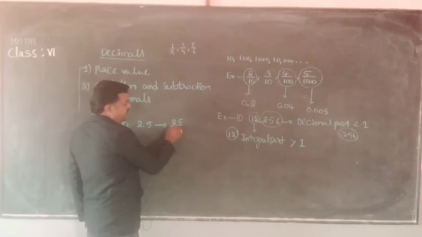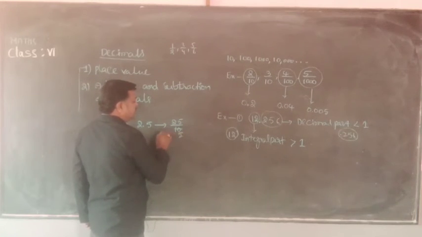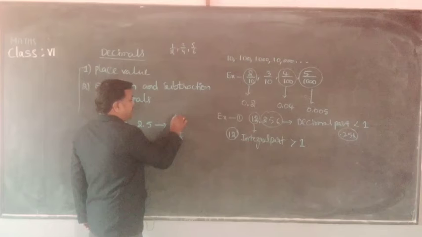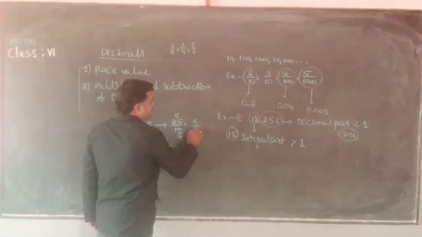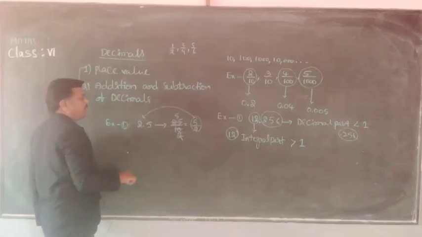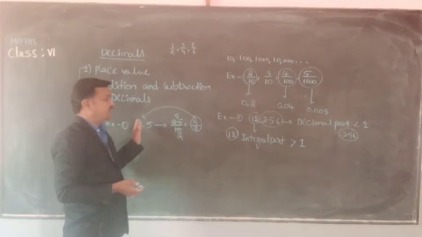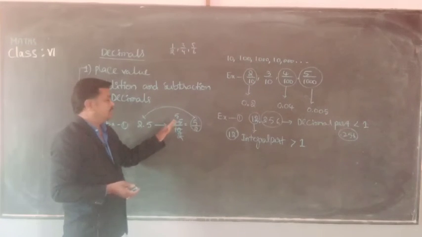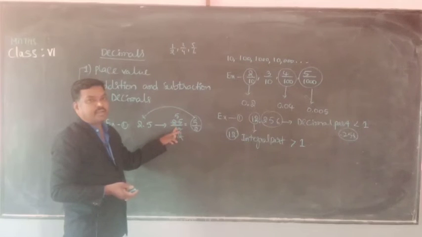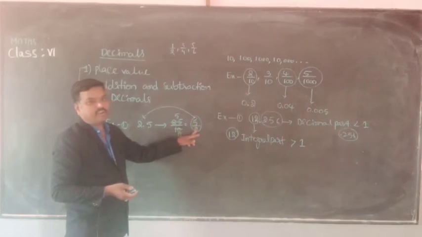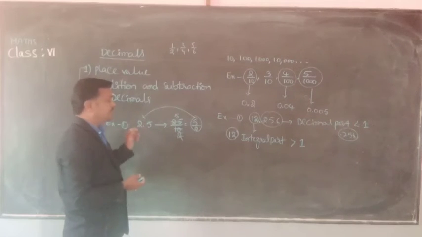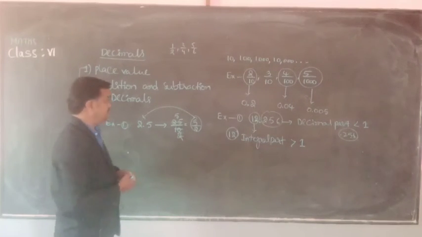This 25 by 10 we can cancel with the table of 5. 5 twos are 10, 5 twos are 10 and 5 fives are 25. So 5 by 2 is the common fraction of the decimal number 2.5. First we change into a decimal fraction, then using a table, we cancel the numerator and denominator and write the simplified form, that is the common fraction of the given decimal number.